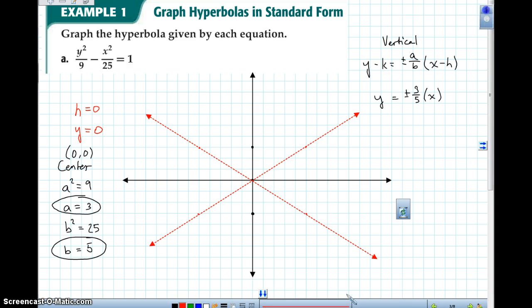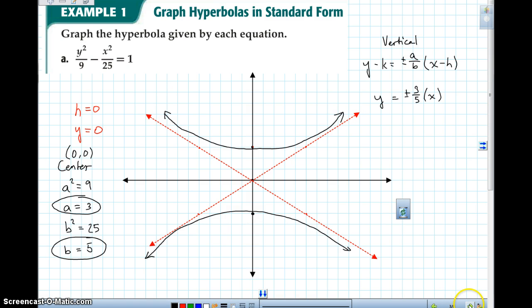Alright, now that we have our asymptotes, we can go ahead and sketch our hyperbola. The vertex is right here. We'll go ahead and sketch in that we have a hyperbola going like this, and a hyperbola going like this. Okay.